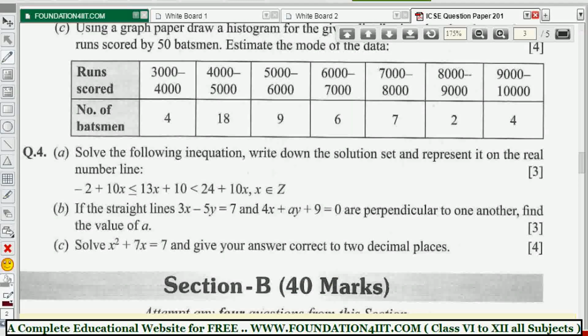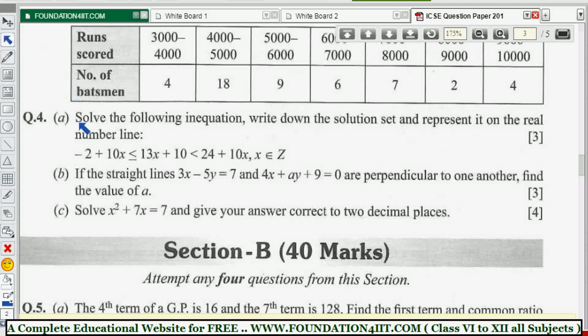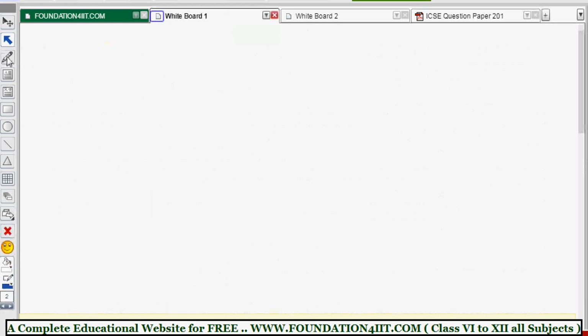Now we'll solve problem solutions from question number 4. In this, the first question is about the inequations chapter. Solve the following inequation, write down the solution set and represent it on the real number line. Minus 2 plus 10x less than or equal to 13x plus 10, less than 24 plus 10x, where x belongs to integers, so x belongs to Z. We'll take the first two and last two and we'll solve. So let us see the given data and solve the problem.